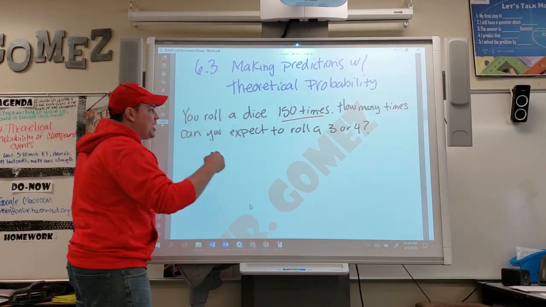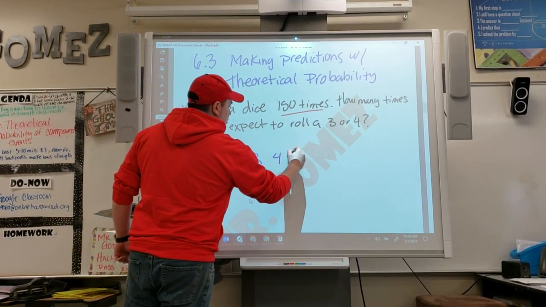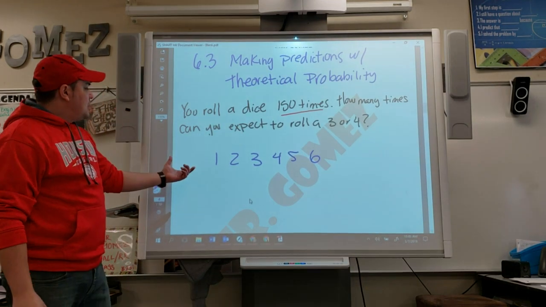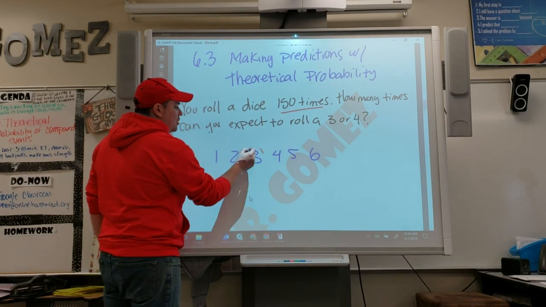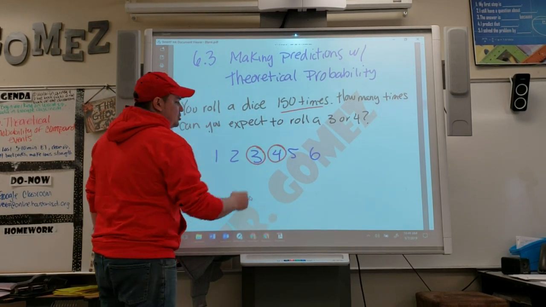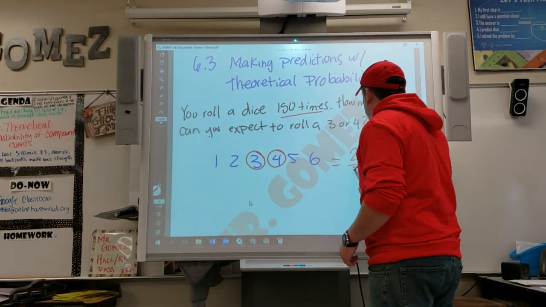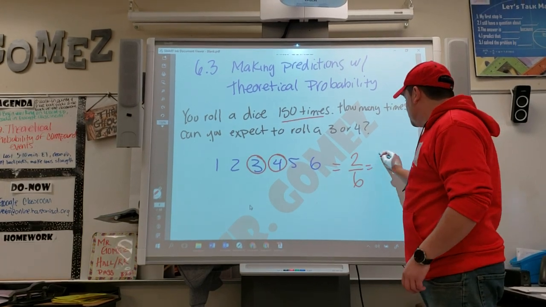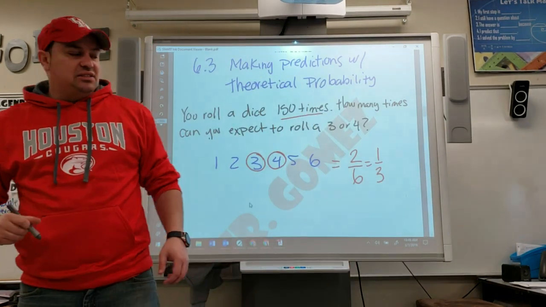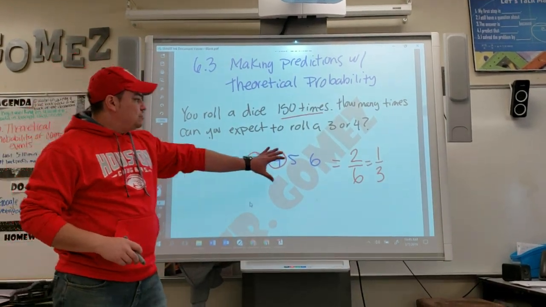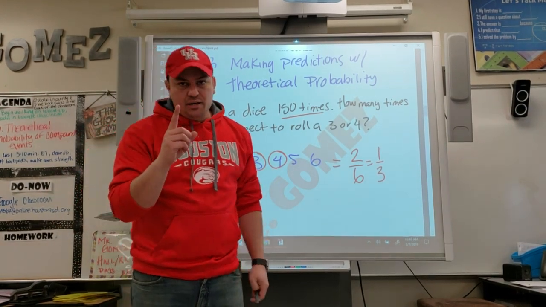So remember, on the dice, we have how many numbers? 6. 1 through 6, right? Yes. So, it says, how many times can you expect to roll a 3 or 4? So how many 3s do I have? 1. And how many 4s? 1. So that's a total of 2 out of 6 possible outcomes. So I can reduce this to 1 over 3, right? Yes. 2 over 6 is the same thing as 1 over 3. So that's my probability of rolling a 3 or a 4, but that's only on one try.